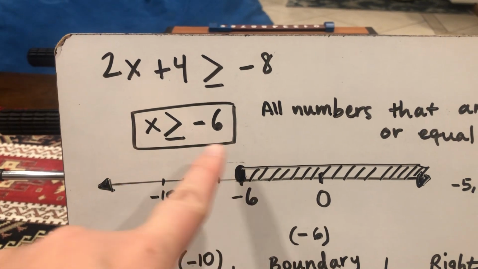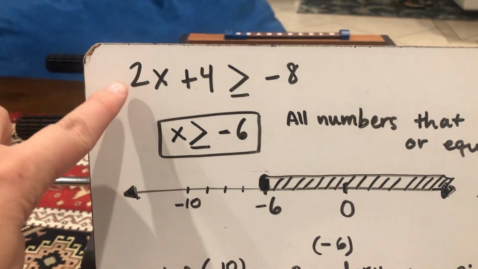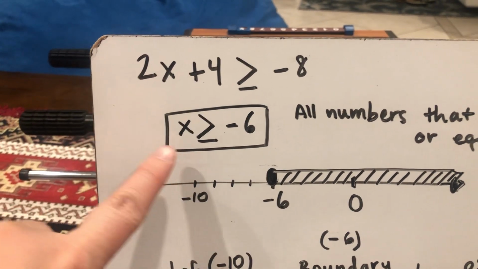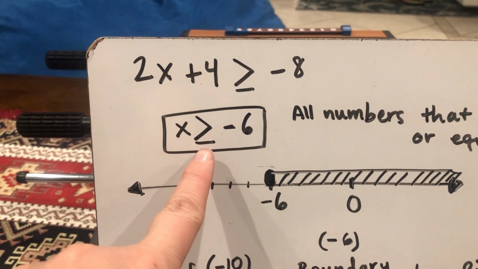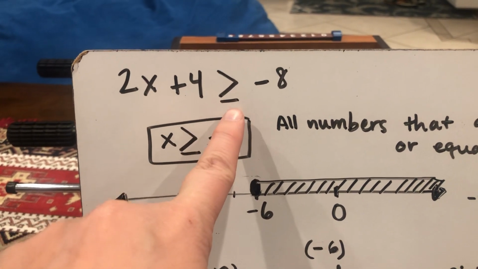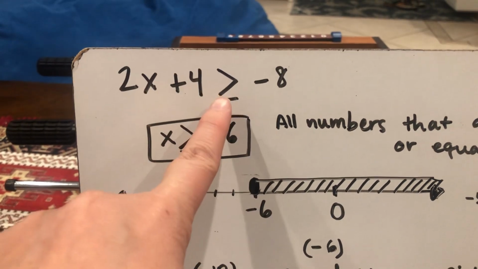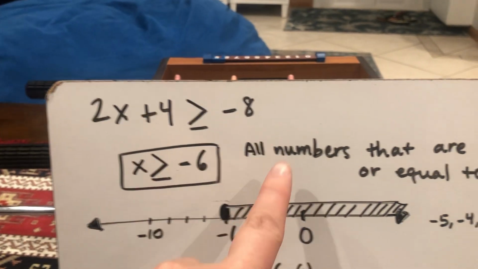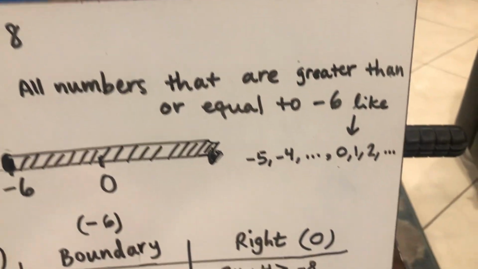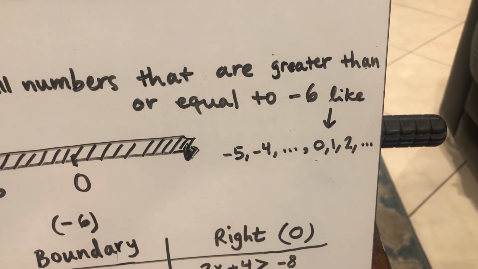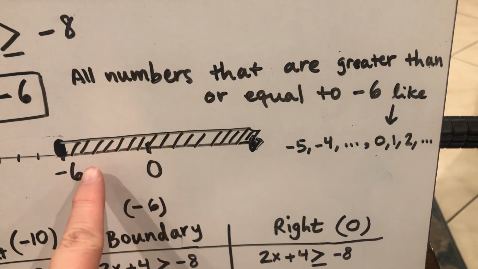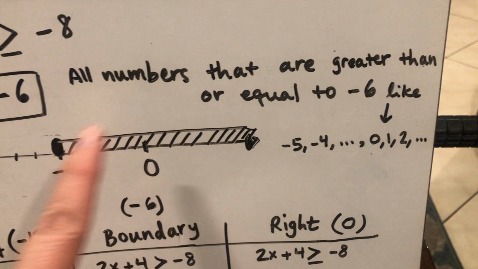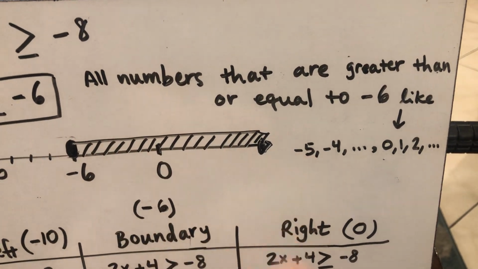I already solved it. And if you notice, the coefficient of x is a positive number. So we don't need to flip the inequality symbol. We're just going to keep it as greater than or equal to, the same as the original inequality. So when we solve it, we get all numbers that are greater than or equal to negative 6, like negative 5, negative 4, negative 3, 0, all positive numbers. So we're going to shade in this direction.